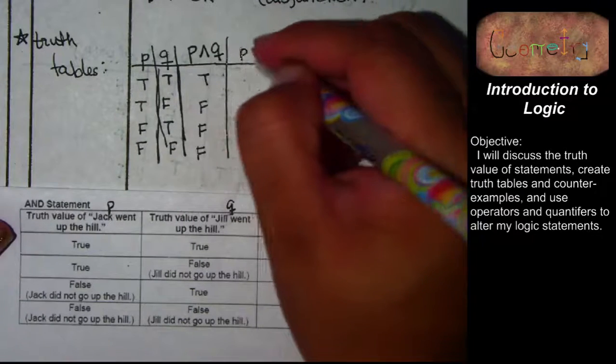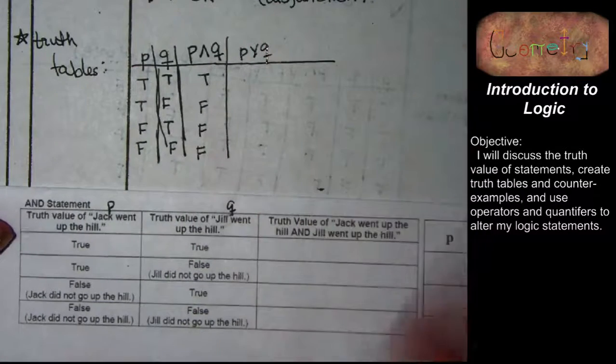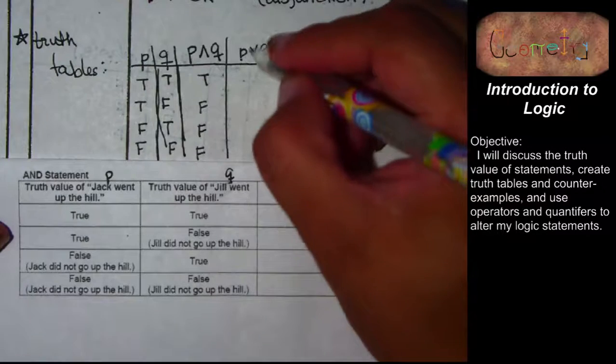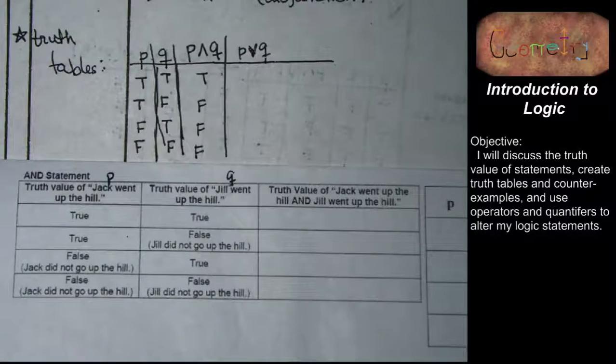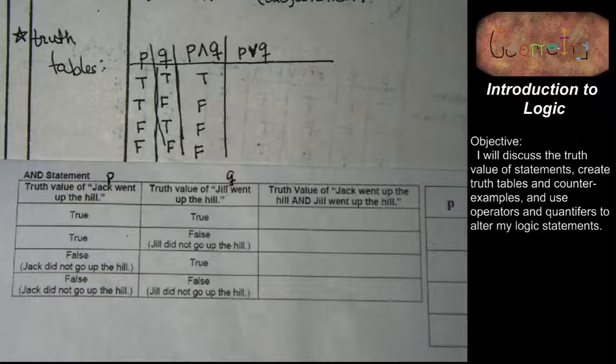Let's look at this for the or, thinking about this in the same statements. This time we have "Jack went up the hill or Jill went up the hill." In order for that to be true, how many of them have to go up the hill? One. Just one of them.